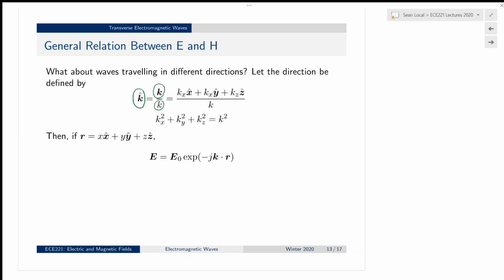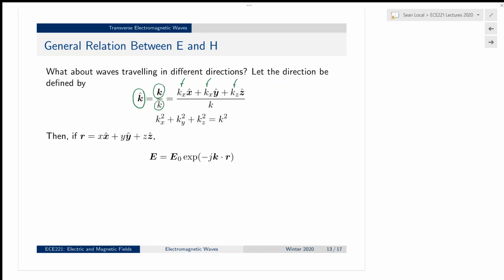So the vector wave number has potentially x, y, and z components. So we have added these terms here. The x component is k sub x, the y component is k sub y, and the z component is k sub z. The length of the vector wave number must obviously be the same as the scalar wave number that we defined previously.